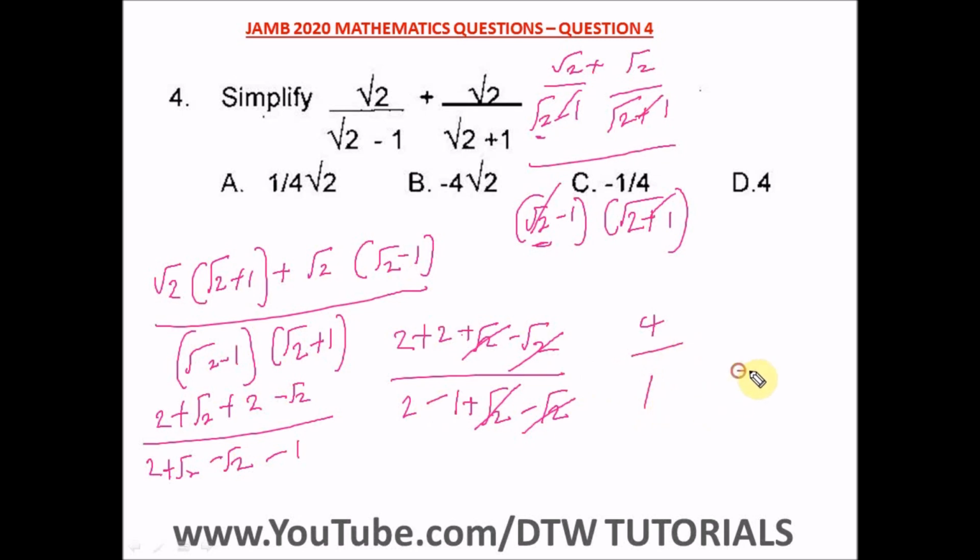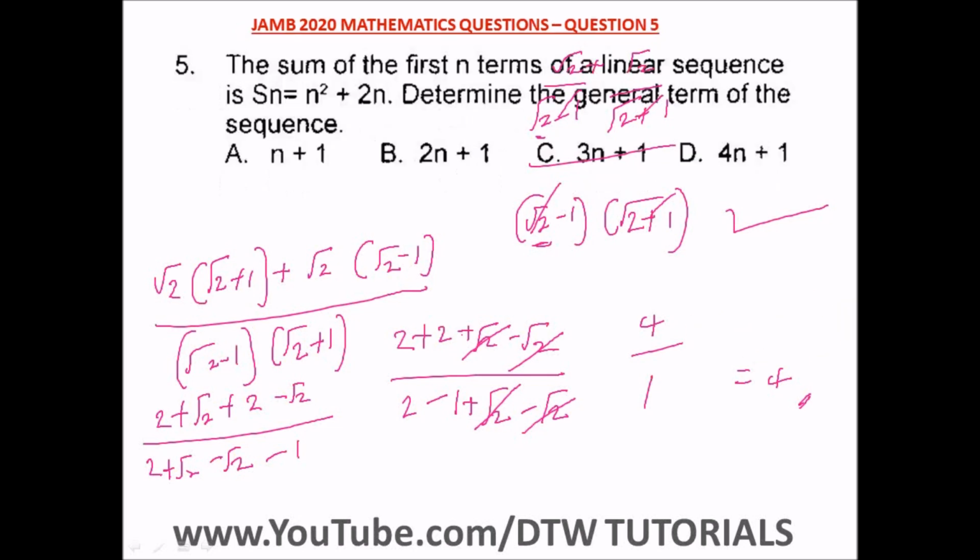So our answer is equals to what? 4. So that is our D. I hope you understood. With that, we go to our next question. That is question number 5. So let me take it off.